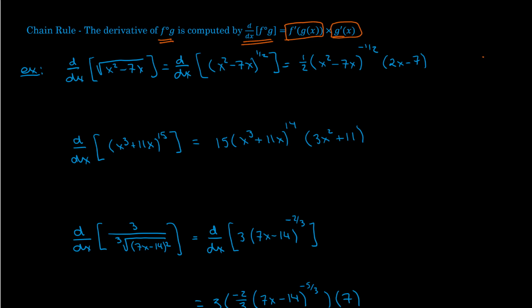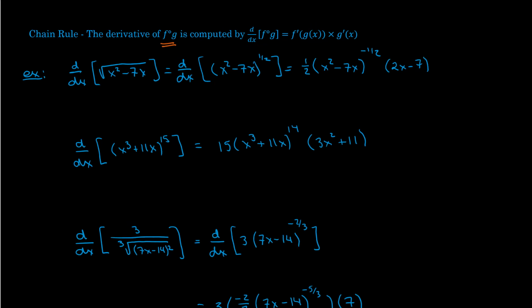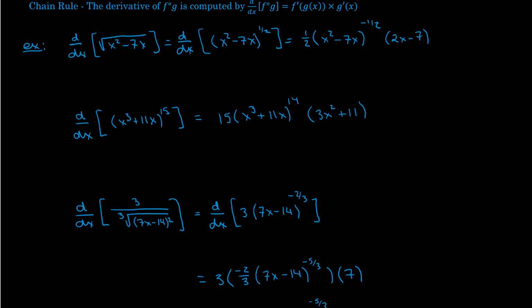That may or may not make much sense to you. If it doesn't, that's fine. We're going to go ahead and work through a couple of these. The first one we're going to work through here is the square root of x squared minus 7x, and we're going to compute the derivative with respect to x. Before I start applying the chain rule, I'm going to first replace the radical sign with a rational exponent, which is going to give us x squared minus 7x to the 1/2 power.